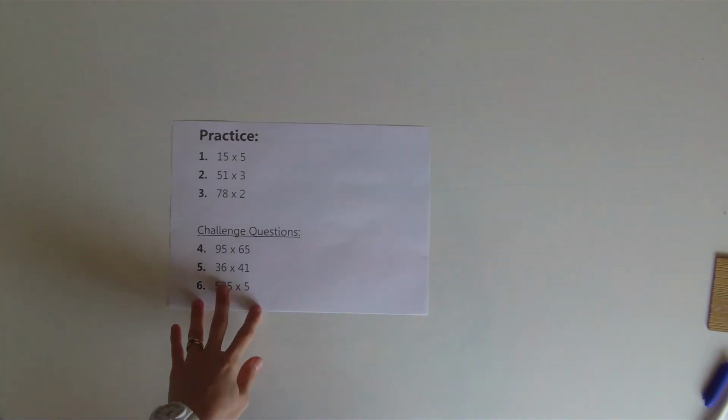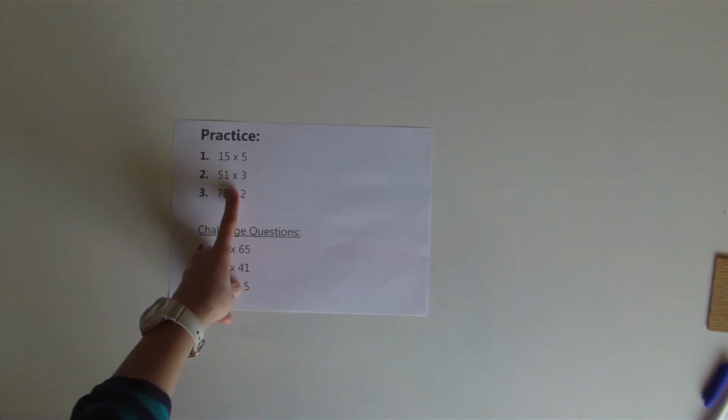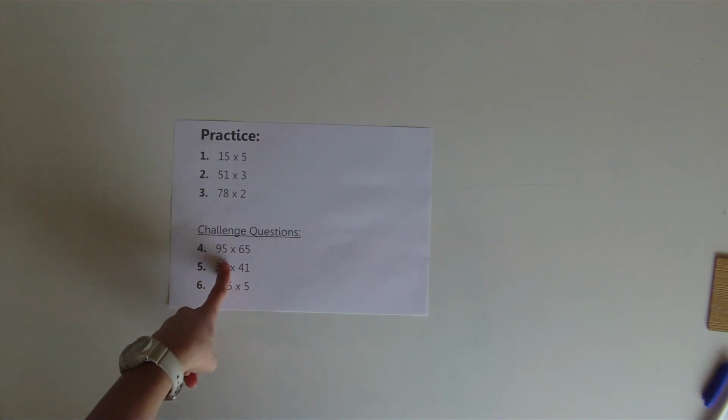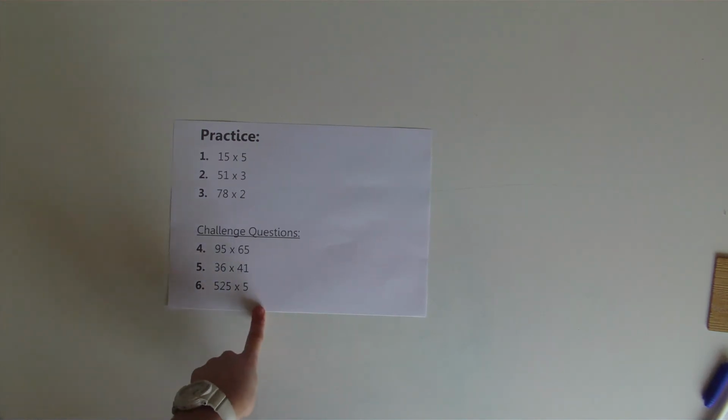We've just got practice time, so please record your working out and your answers on your homework sheet. We've got 15 times 5, 51 times 3, 78 times 2, and some challenges: 95 times 65, 36 times 41, and 525 times 5.